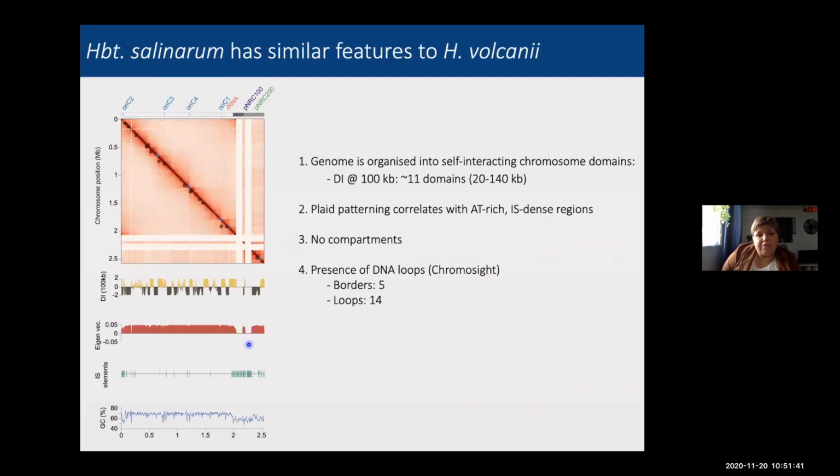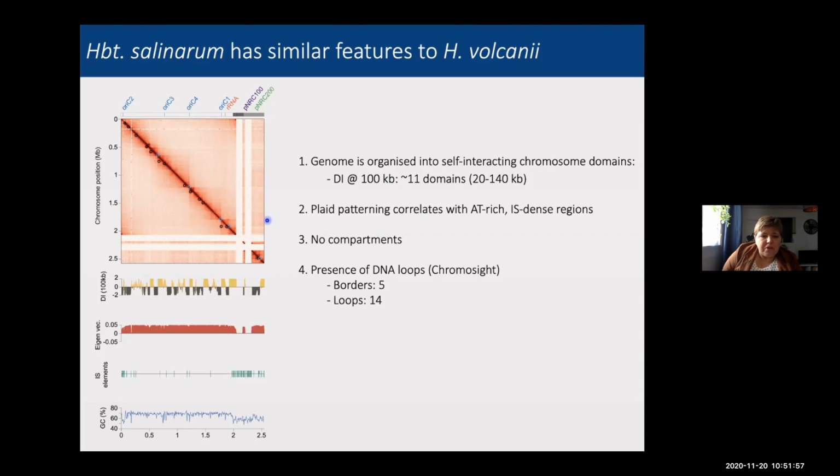And so we performed Hi-C, and on the Halobacterium salinarum, we see that they have very many similar features to the Haloferax. We identify domains, we can see DNA loops, so I've shown that with the Chromosight overlay.